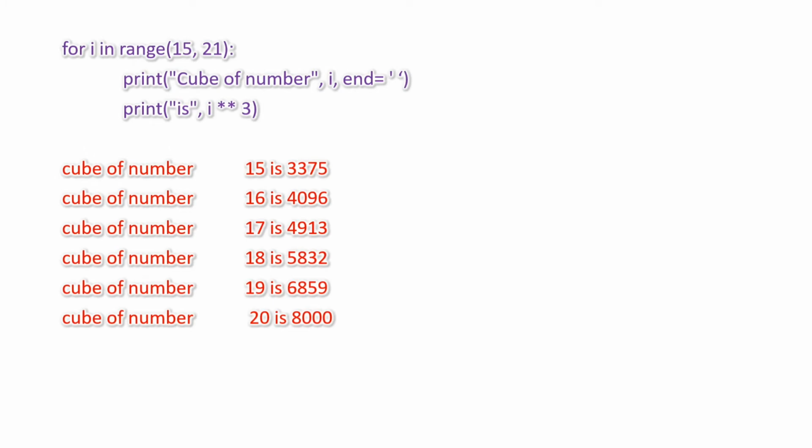In this program, I is a loop variable in range 15 to 21, meaning the value of I will be 15, 16, 17 up to 21 minus 1, that is 20, and you can see the output. This print statement ends with a space, and next print statement square root is not here, you can see 3. So here you are having cube, I raised to the power 3. So 15 raised to the power 3, meaning 15 cube, is 3375. Like that all the cubes are given here, you can see.